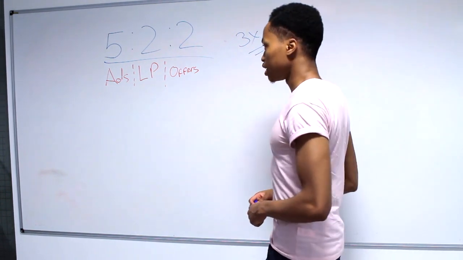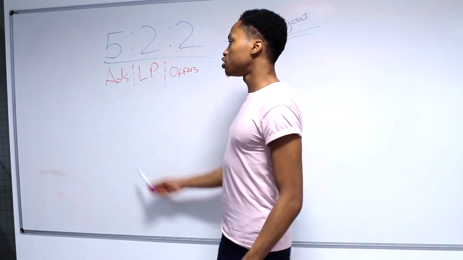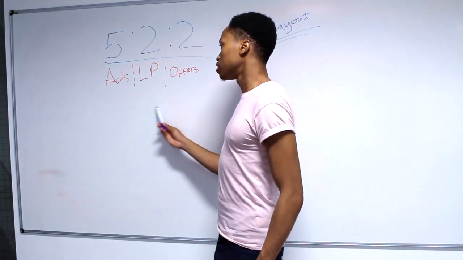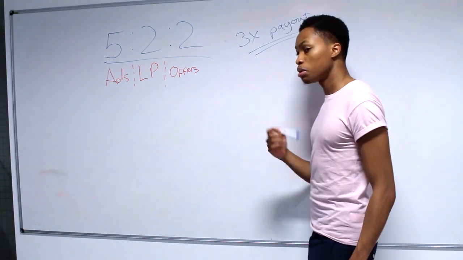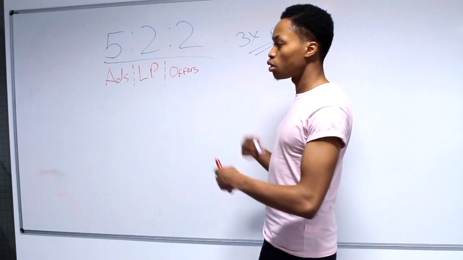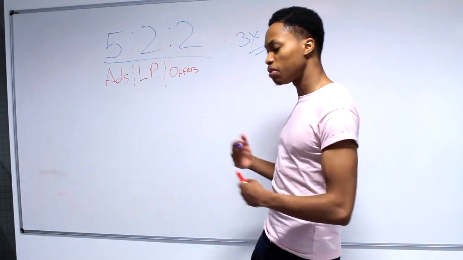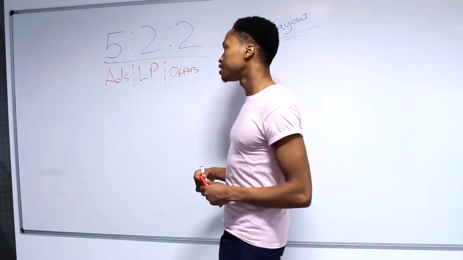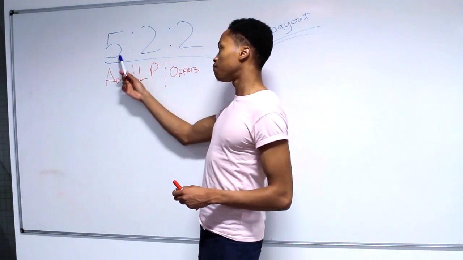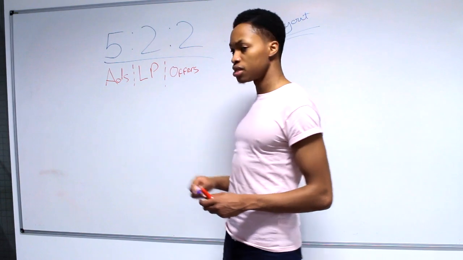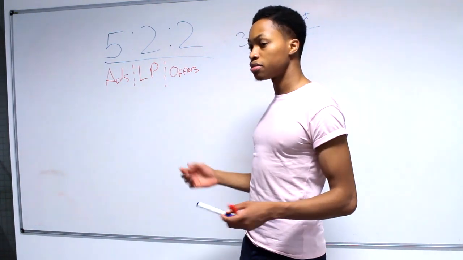Now, this is how you have to look at things. If we want to find a combination of ad, landing page, and offer that could be potentially profitable for us, or could be a potential winner to take to the optimization phase and the split testing phase, we need to understand that there's a lot of combinations within 5 ads, 2 landing pages, 2 offers that could be profitable or not profitable.